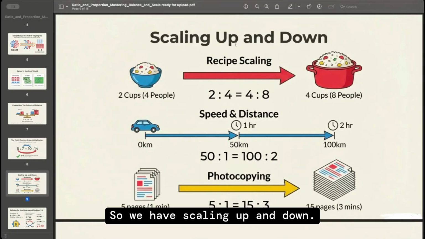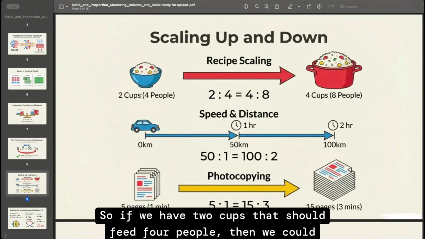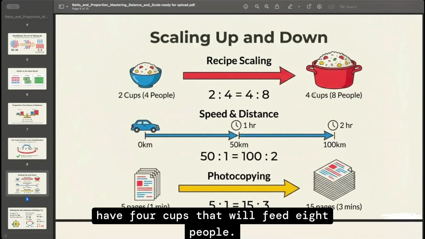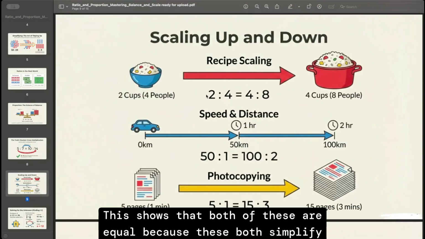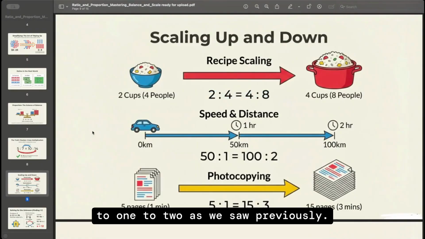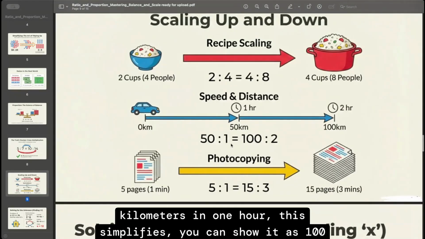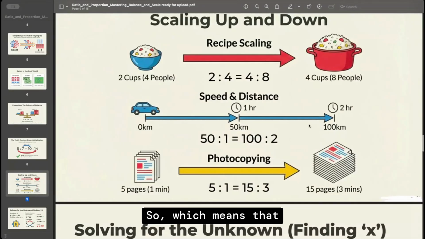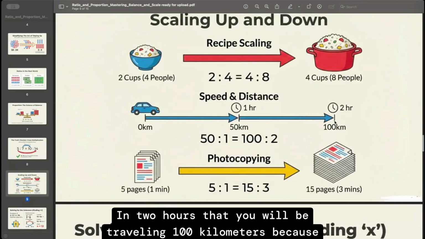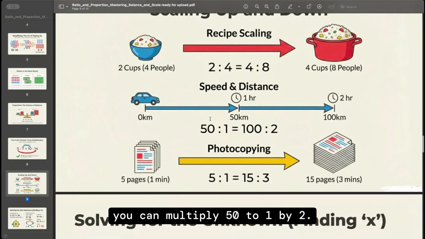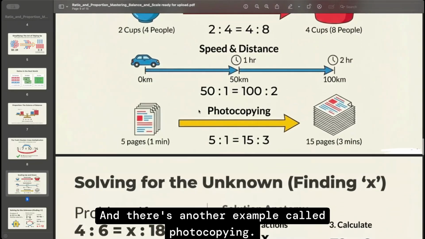So we have scaling up and down. If we have 2 cups that should feed 4 people, then we could have 4 cups that will feed 8 people. This shows that both of these are equal because they both simplify to 1 to 2, as we saw previously. We can also show it in speed and distance, which is if we have 50 kilometers in 1 hour, you can show it as 100 to 2, which means that in 2 hours you will be traveling 100 kilometers, because you can multiply 50 to 1 by 2. And there's another example called photocopying.